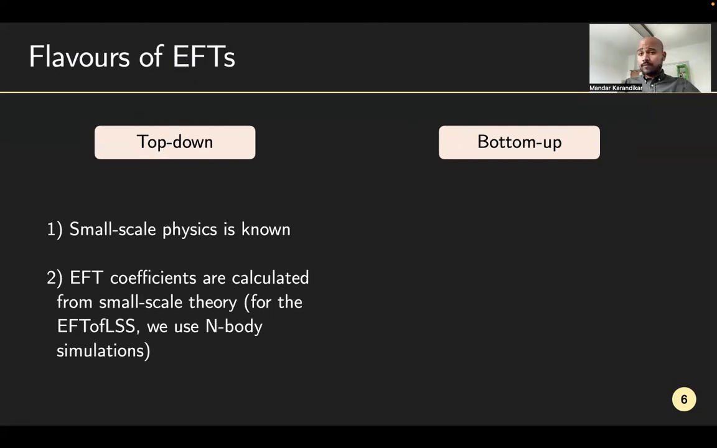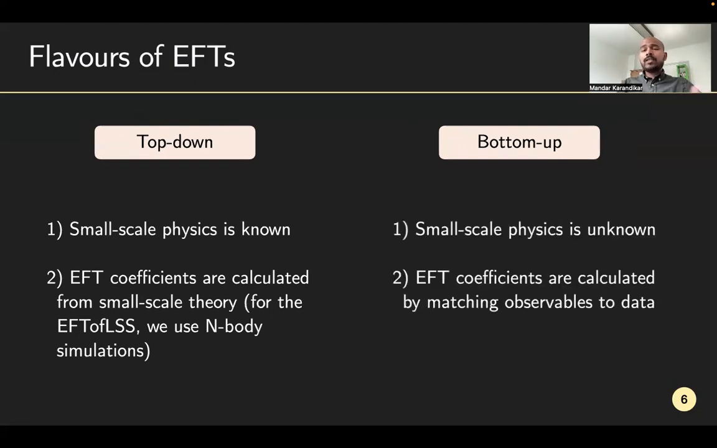On the other hand, if you have a bottom-up approach, you say that you don't know what the small-scale physics is, but you can still extract the EFT coefficients by directly matching the observables to data. So for example, you match the power spectrum to something that you measure either in a simulation or in the real universe. So these two approaches are different in spirit, but in the end, they end up with EFT coefficients which should be comparable to each other.